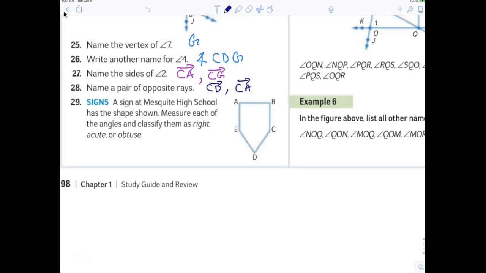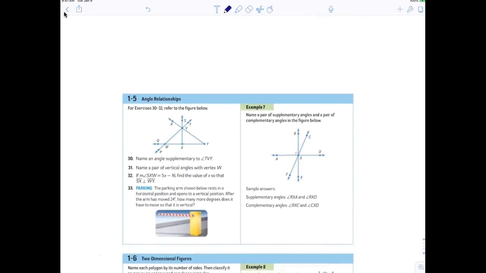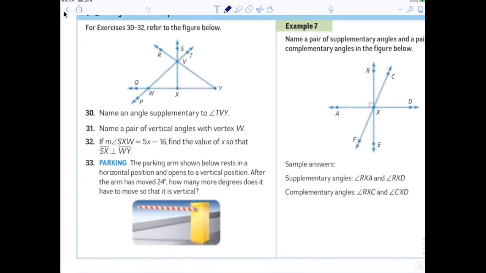Now, obviously, we're not using a protractor anymore. So we can say this angle right here is probably a what? Acute. Easy. All right, here we go. Let's go down here now.